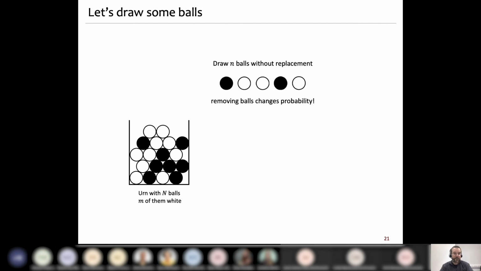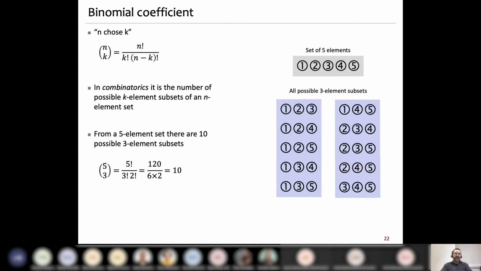What you do now, you draw a certain number of balls, like 5, without replacement. That means you take a ball out of an urn and leave it outside. It also means that removing balls changes the probability. It changes the ratio between white and black balls here in the urn. Our question now is as follows. What is the probability of finding exactly k white balls?